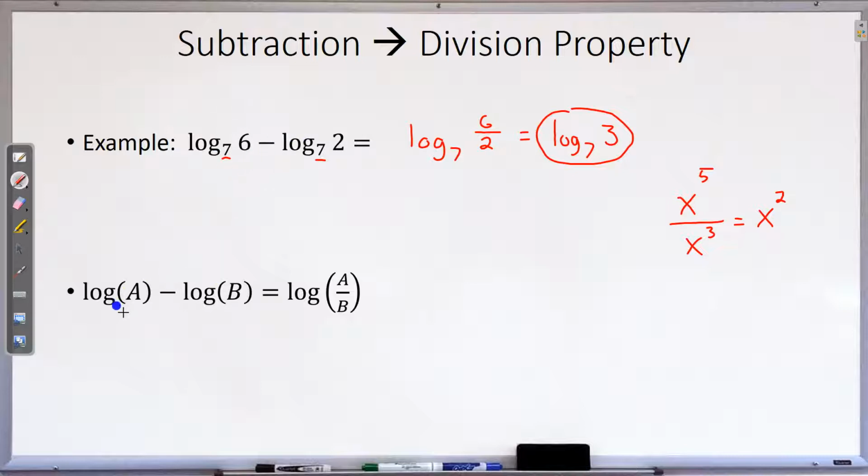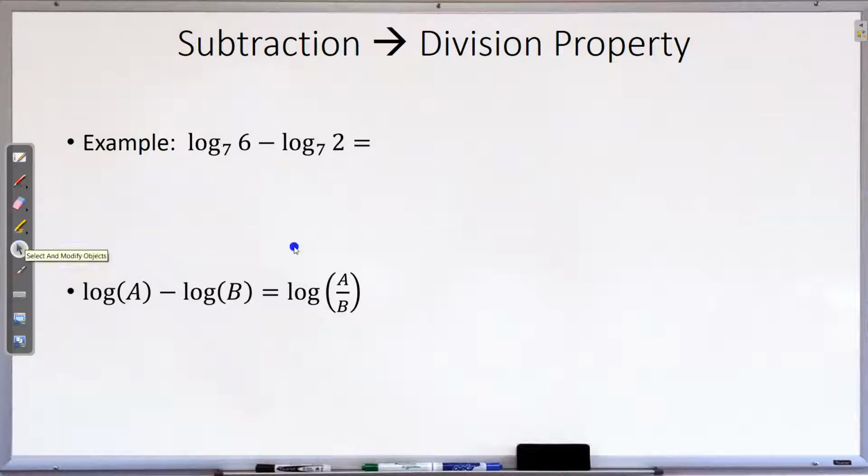And here's the property again with letters. You might want to take a look at that. Again, if you have log of A minus log of B, you can condense that into one log where you divide A and B. All right, let's use that in some numerical examples here.